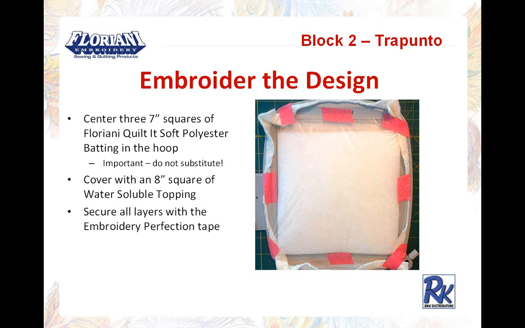You want to cover it with an 8-inch square water-soluble topping, and that's there mainly to make it easy to hold everything down. And you want to secure all the layers with some embroidery perfection tape, and you see we've used quite a lot here to get it nice and tight and hold it down.